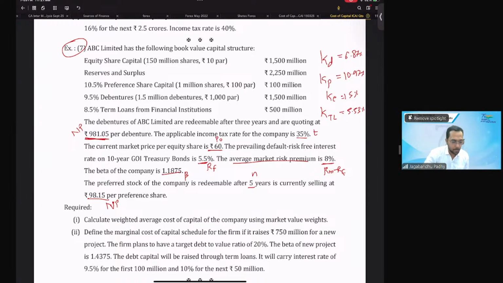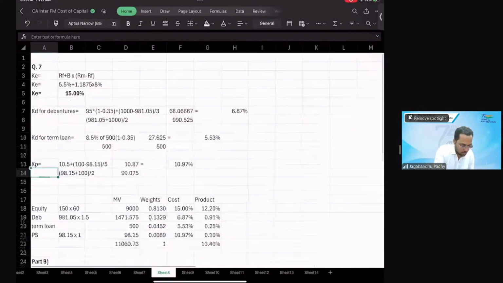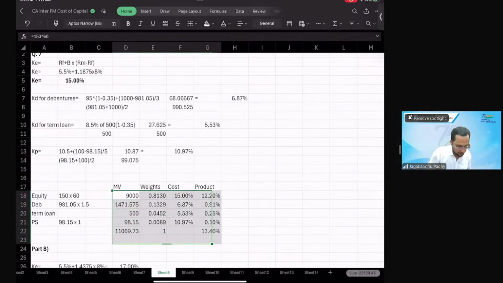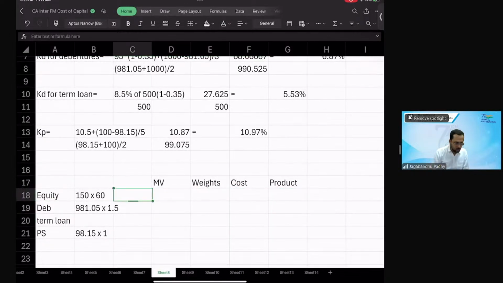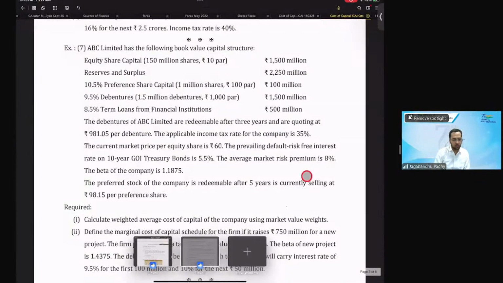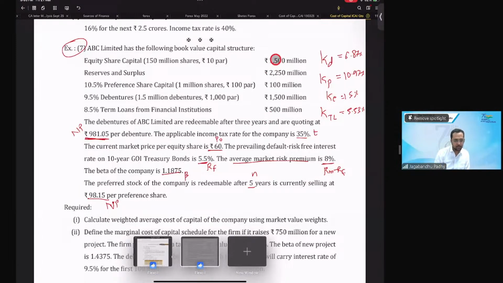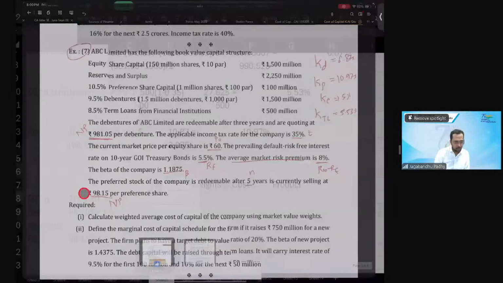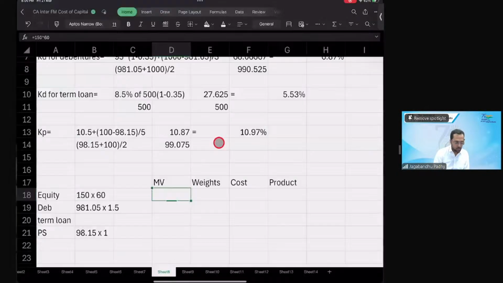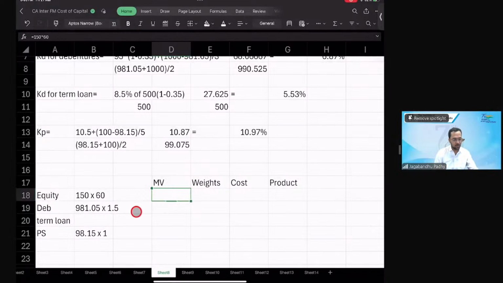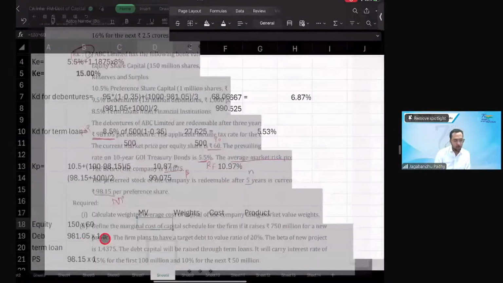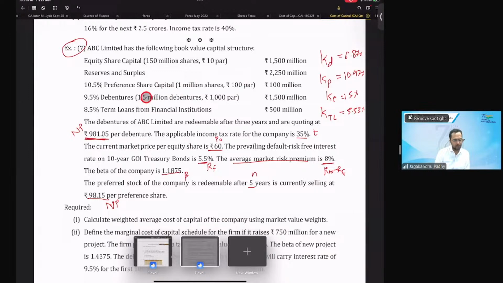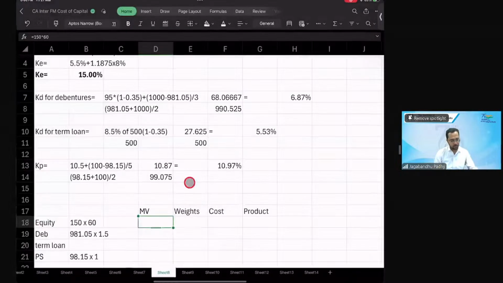Correct. So this is equity. We can say equity is 1,500. So 150 is the number of shares, multiplied by each share valued at 60 rupees. So the market value will be obtained in that way. Then debentures, when trading in the market, are valued at 981.05, into 1.5 million debentures. Preference shares are 98.15 into 1 million. Right? That will give you market value.